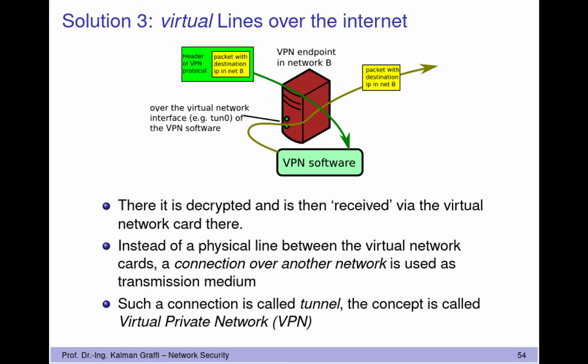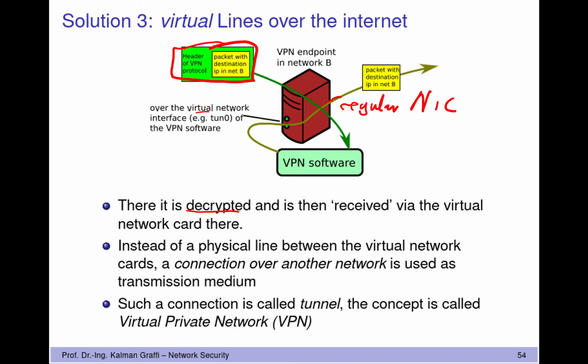And on the recipient side, the encrypted message is received and it's delivered to the VPN software. The VPN software that can decrypt it, can verify the integrity, can verify the authenticity of the sender, and then it is passed on. So basically, it's received by the virtual network interface and it's sent out through a regular network interface. So this is the main idea of a virtual private network.